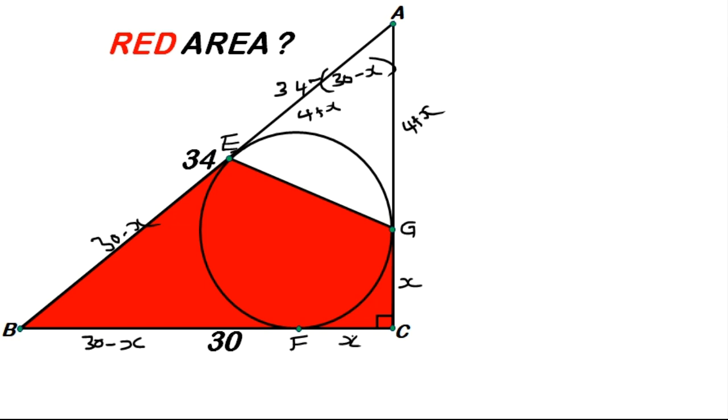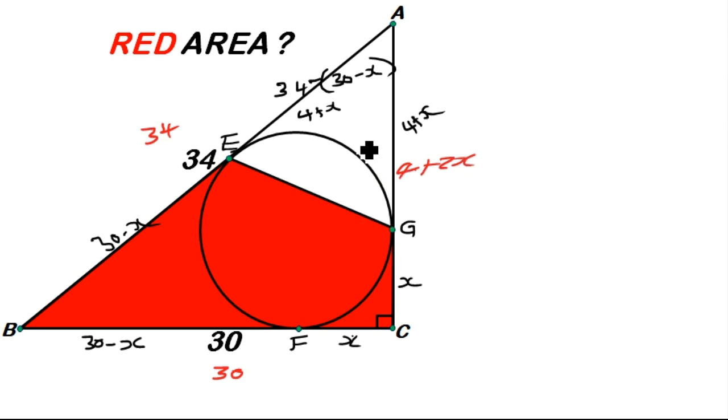Now that we have found all lengths, the length from B to C is 30. The length from B to A we've been given to be 34. The length from A to C is 4 plus X plus X. X plus X will be 2X, so the whole length from A to C will be 4 plus 2X. Now we can use the Pythagoras theorem to determine the value of X.